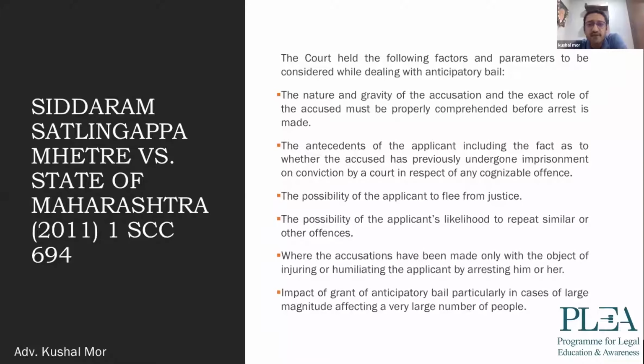And it says nature and gravity of accusation, exact role of the accused, the same thing which we saw for guidelines for regular bail. Antecedents. What are antecedents? This is how many crimes is the accused previously accused of, right? So antecedents are important. They are important for regular bail as well as anticipatory bail, because if a person is a habitual offender, then the court is not so inclined to grant him or release him on bail.